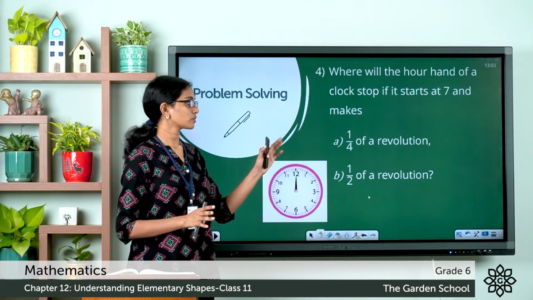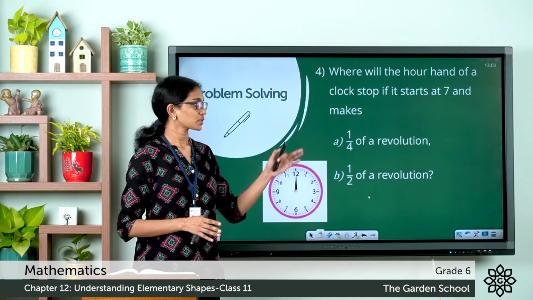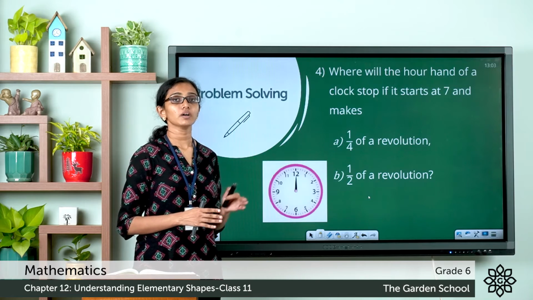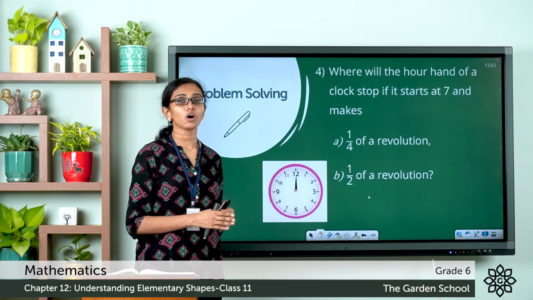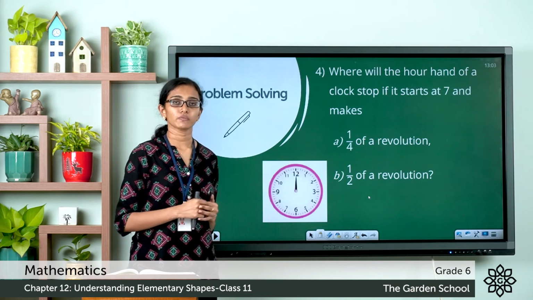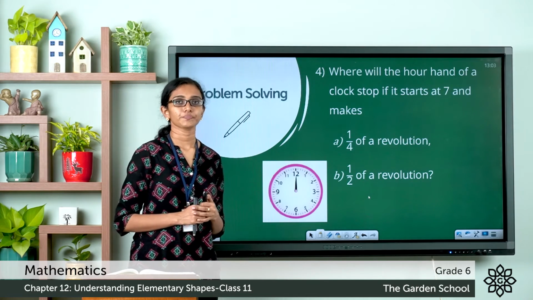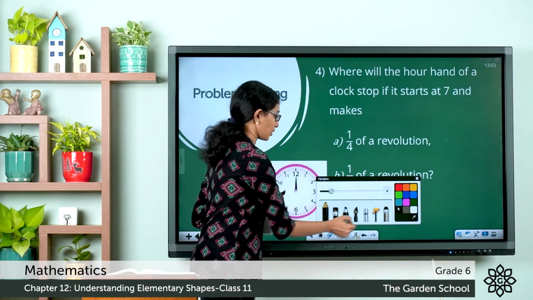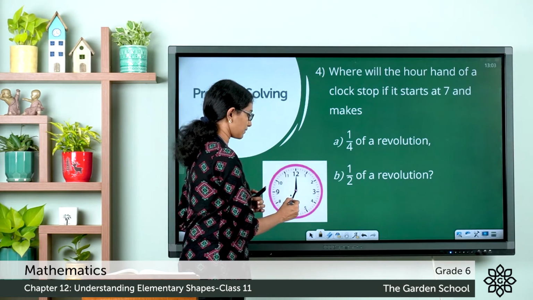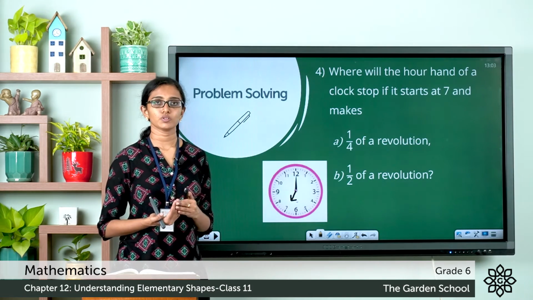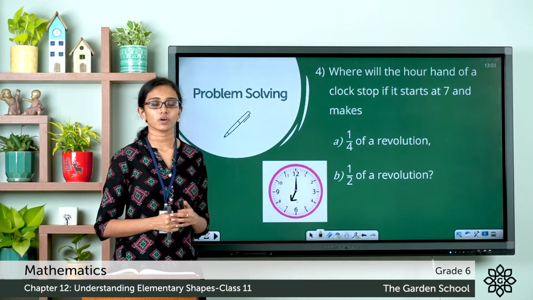Now a full revolution means 12 hours. So when it moves through a 1 by 4 revolution, then it will cover 1 by 4th of 12 hours or 3 hours. So every 3 hours it will be a 1 by 4 revolution or a quarter turn. Now we are asked to imagine that the hour hand is pointing to 7. It is 7 o'clock. Now when it covers 1/4 of a revolution, it will cover 3 hours on the clock.